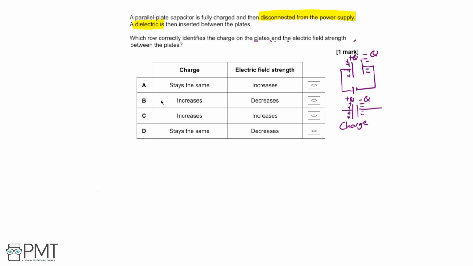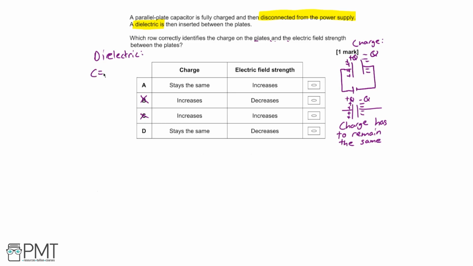Therefore, what we can say is that it cannot be B and it cannot be C, because both of these say that the charge has increased. Now we need to consider the action of putting in the dielectric. Remember that putting in the dielectric cannot affect the charge because the charge still has nowhere to flow. In order to understand the effect of the dielectric, we consider the equation for the capacitance of the capacitor.